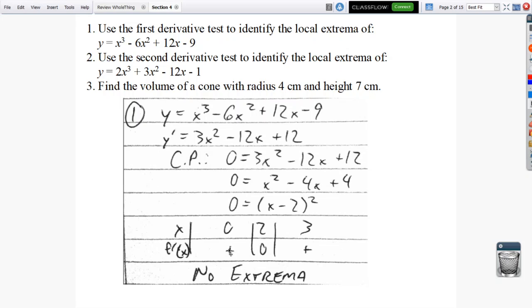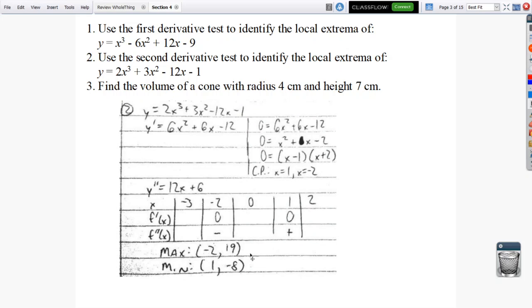To the left of 2, we have a positive first derivative, and to the right of 2, we have a positive first derivative. Since the first derivative does not change signs at the critical point, it is not an extreme value. There are no extrema in this problem.